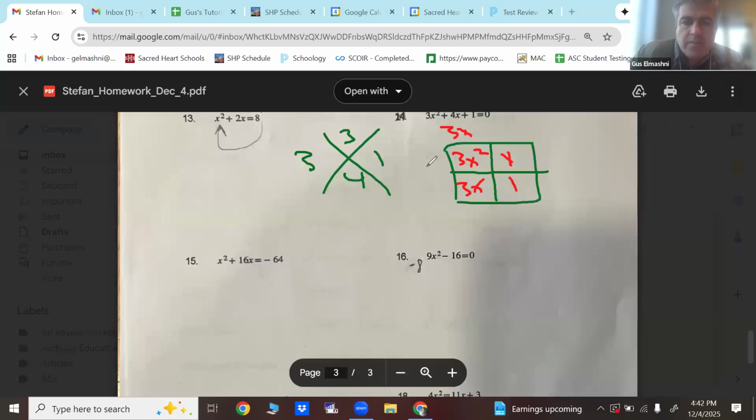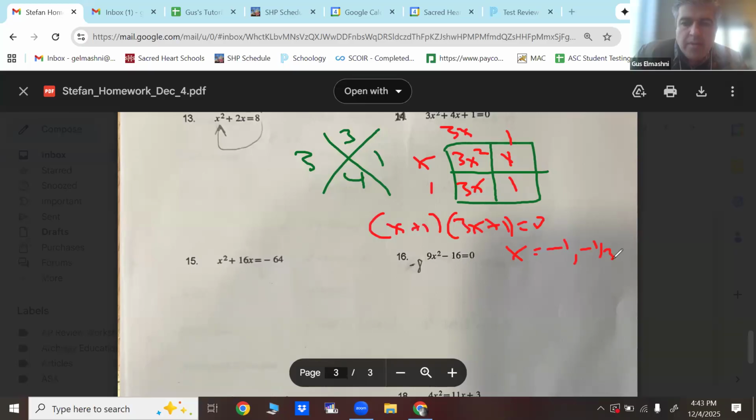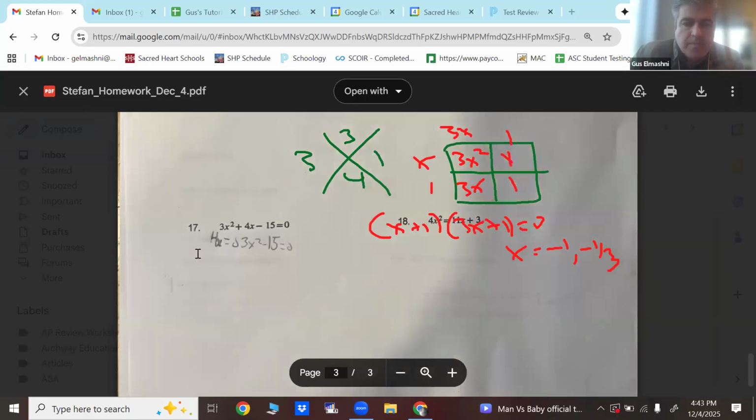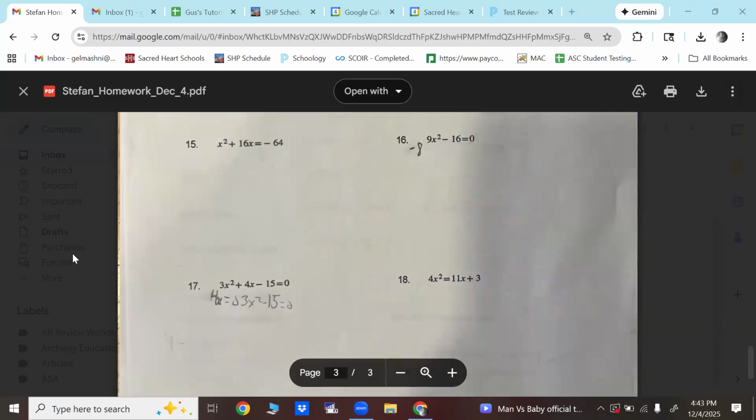That's 3x. That's x. That's 1. When you solve each one, you get -1, -1/3. Okay, we're in the home stretch here. So last problem is 18.